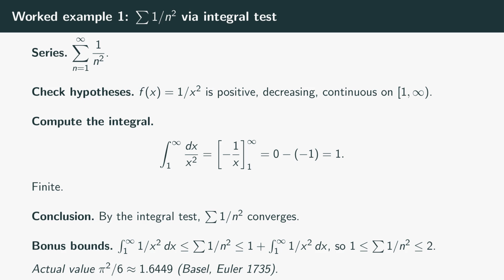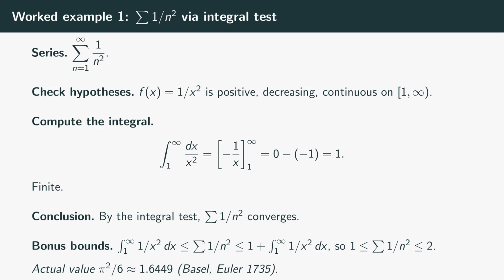Step 2, compute the improper integral. The integral from 1 to infinity of dx over x squared. The antiderivative is minus 1 over x. Evaluate from 1 to infinity. At infinity, minus 1 over x approaches 0. At 1, minus 1 over x equals minus 1. Subtract: 0 minus the quantity minus 1, which is 1. Finite. Step 3, conclude. Since the integral is finite, by the integral test the series converges. Done.